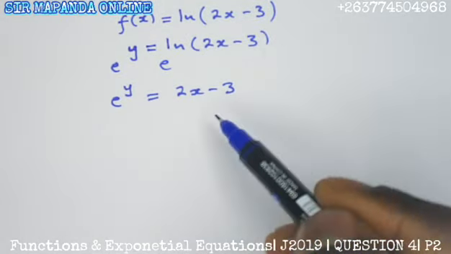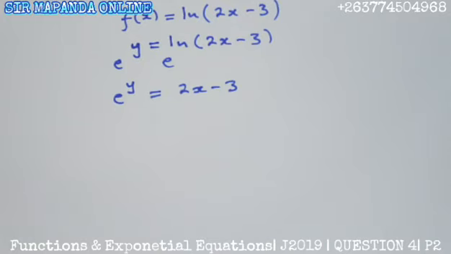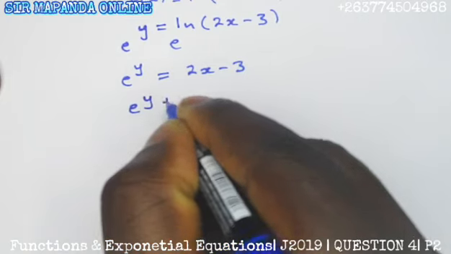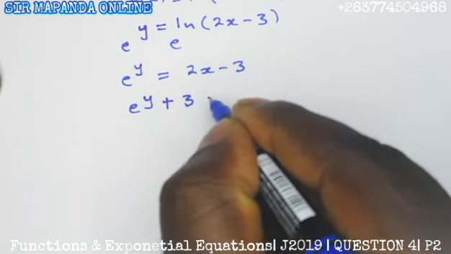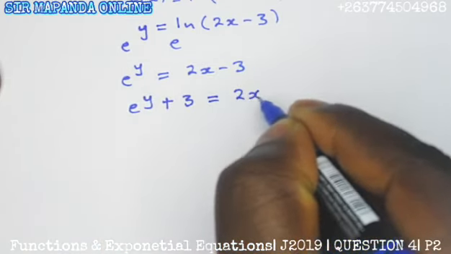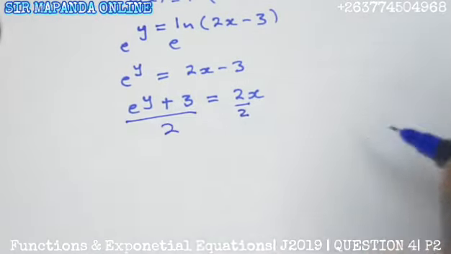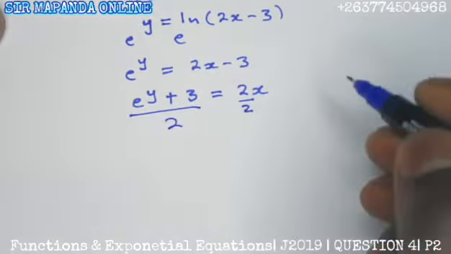So how do we make x the subject? We move minus 3 to the left. You get e to the power of y, minus 3 becomes plus 3. Then you'll be left with 2x. So you get e to the power of y plus 3 is equal to 2x. Then you divide both sides by 2. The 2 and 2 cancel each other. You get (e to the power of y plus 3) over 2 is equal to x.